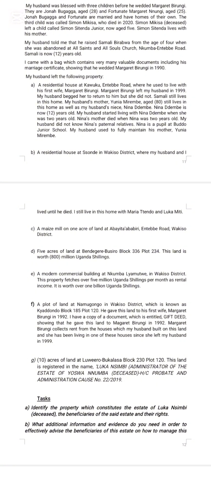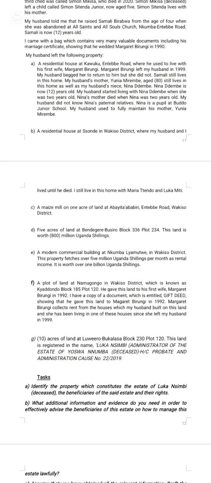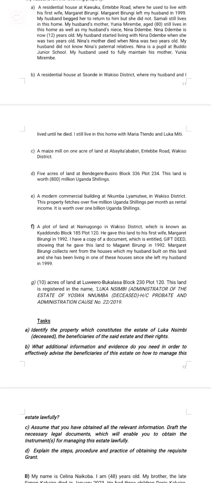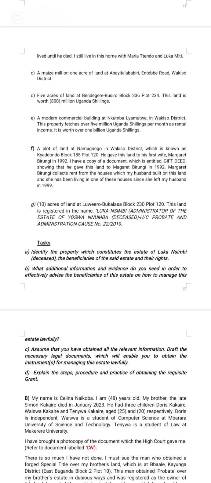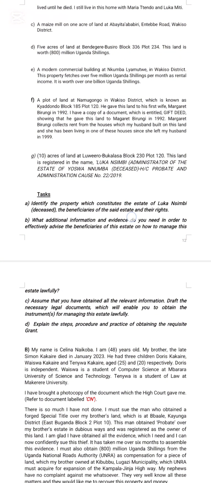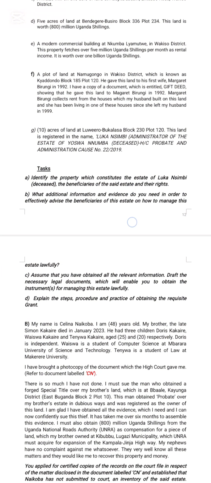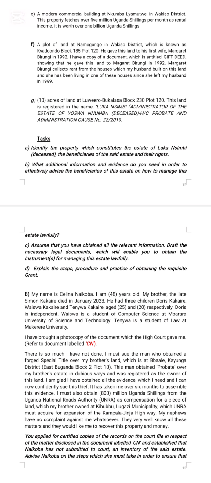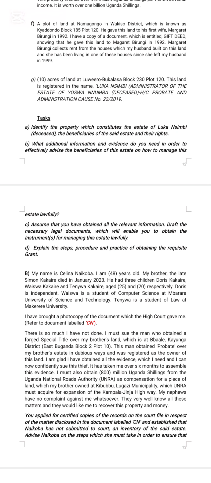My husband left the following property: a residence house at Kauku and Tebe Road, a residence house at Sonde Wakiso, a maize mill on 1 acre of land at Abeta Wabiri, 5 acres of land, a modern commercial building, a plot of land at Namugongo, and 10 acres of land at Ruero, Bukarasa Broke 230, plot 120.